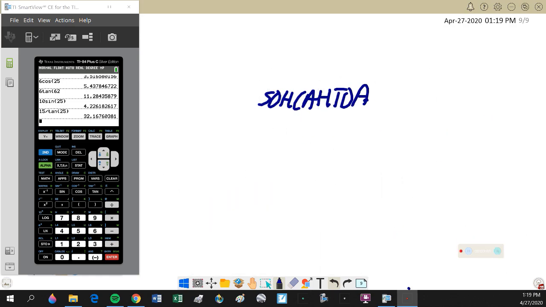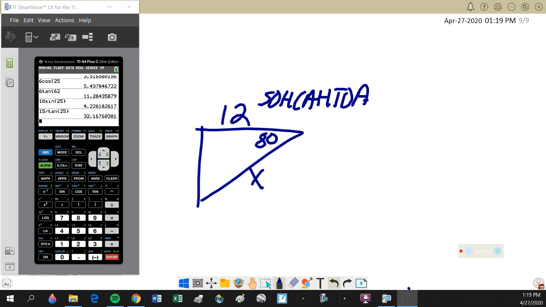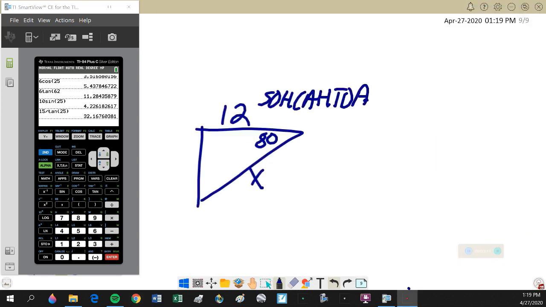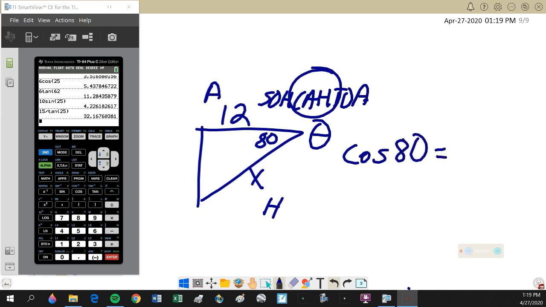All right, let's do a couple more. Let's say we have 80 degrees and x and 12. Well, if this is theta, then this is h and this is a. Which one uses h and a? That would be the cosine. So cosine 80 is equal to 12 over x.